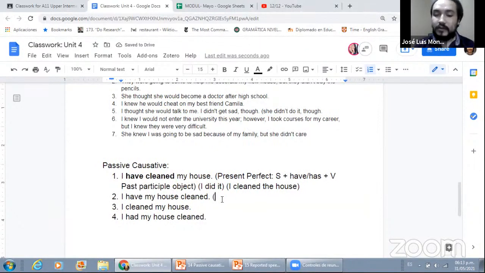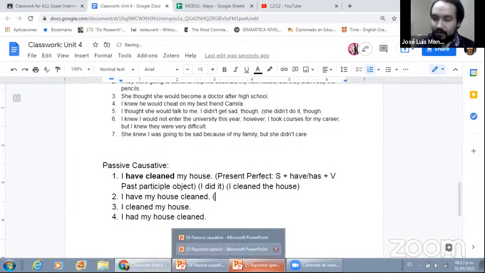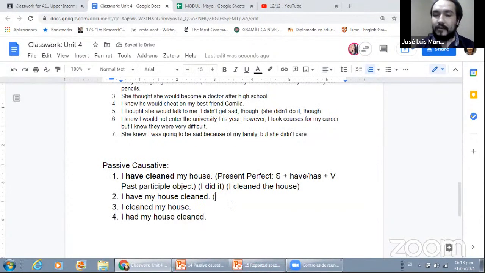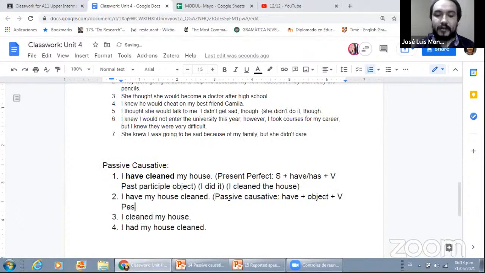Why? Because if you remember the structure that we took a look at on Friday, this is the passive causative. How do you recognize that this is passive causative? Because of the formula of the structure. What was the structure? Have plus object, plus the verb in the past participle.